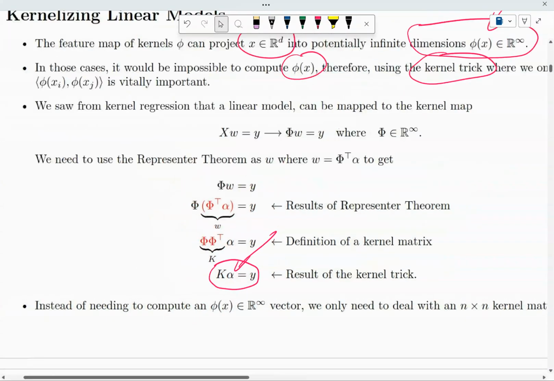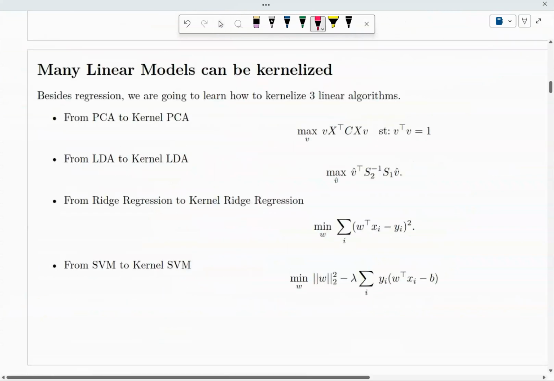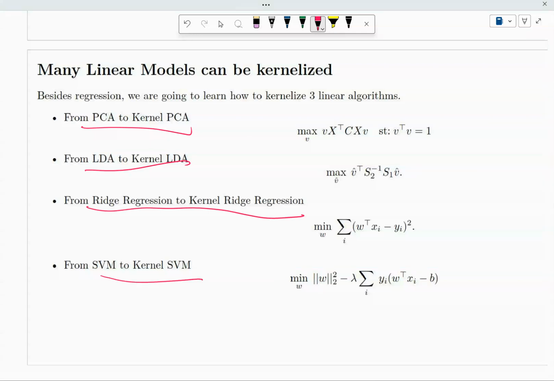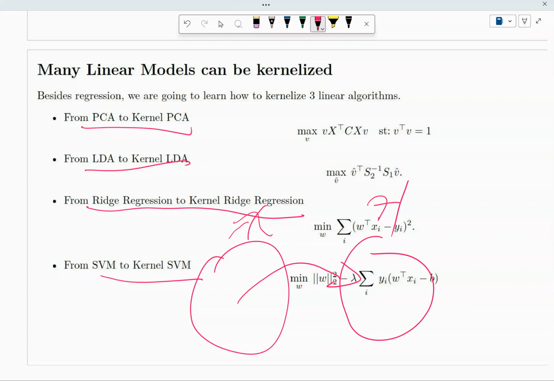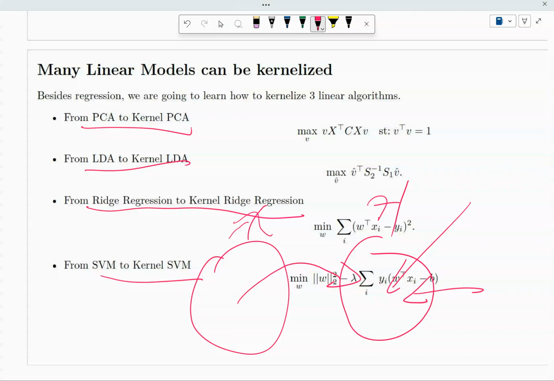And we're going to apply that for PCA as well. The same idea can be applied for PCA, LDA, ridge regression, SVM. All of these follow the exact same formula. You map the data from the original space to the function space. Then you run all these models exactly the same way, just in this space. And in order to solve it, you use the kernel trick to help you.